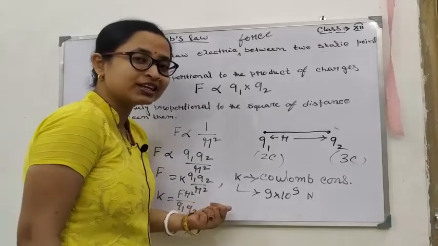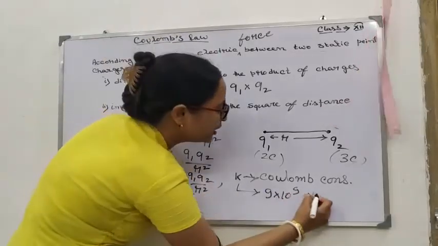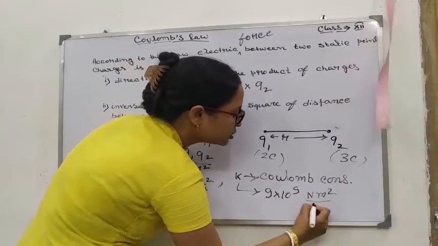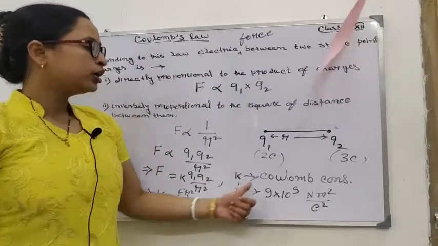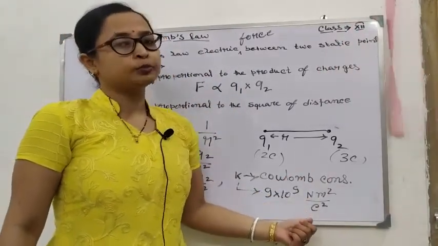What is the unit of distance? It will be meter. So here square is there, that's why Newton meter square. And two charges are there, that means coulomb into coulomb, it will become coulomb square. So the unit of k is Newton meter square per coulomb square.